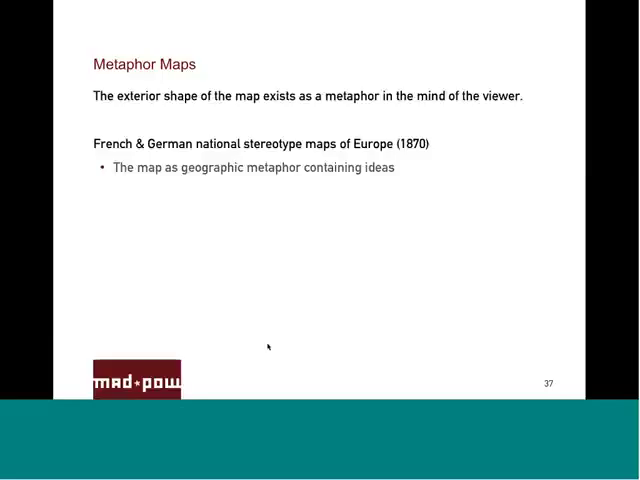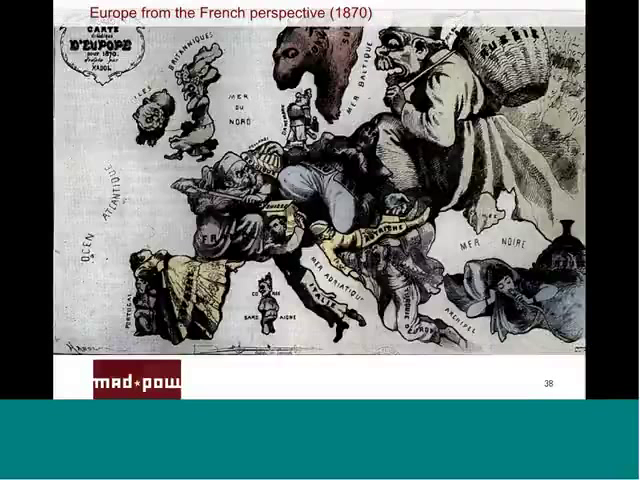So let me show you a couple of examples of metaphor maps, because metaphor, which we've already seen in some of these examples, is also one of the most powerful areas to think of when you're trying to do visual communication. These first two examples, one is a French and the other is a German map from exactly the same year that represent Europe in terms of national stereotypes. And they're good examples of using a map not as geographical information so much, but as a metaphor for containing ideas. This was Europe from the French perspective in 1870.